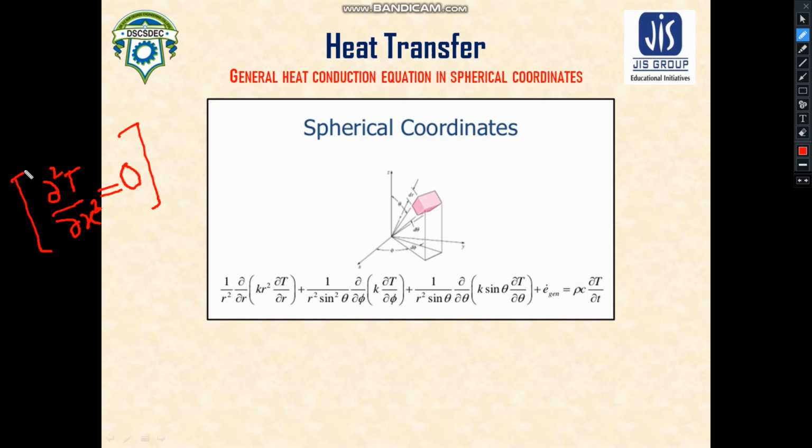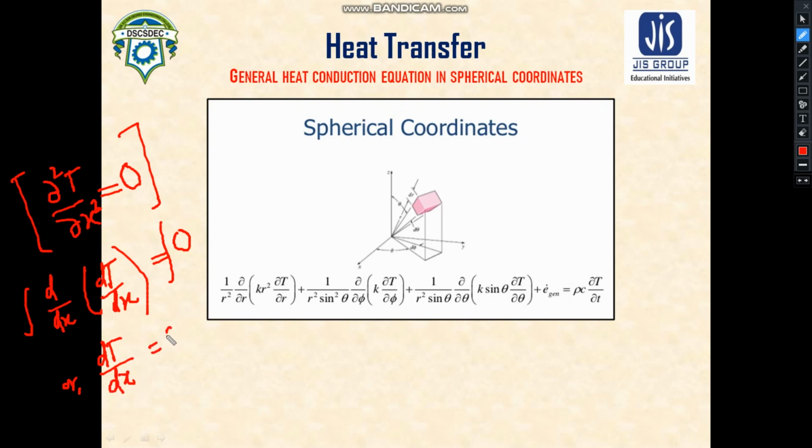So what I was trying to say is that if we end up with this equation and we want to find a solution, then obviously we need some conditions. Suppose we write this equation in this format: d/dx of (dT/dx) equals 0. Then we integrate this. If we perform the integration, then dT/dx would give us a constant.